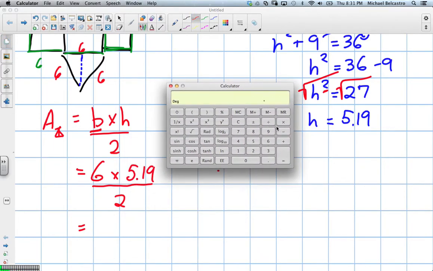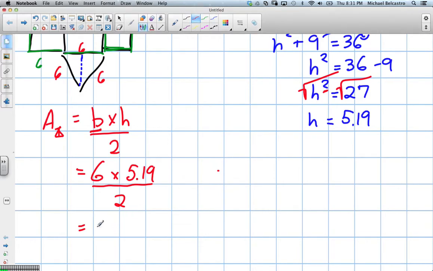So 6 times 5.19 divided by 2. 15.57. 15.57. That's one triangle, right? So let's keep that in mind. One triangle. Let's do one rectangle.